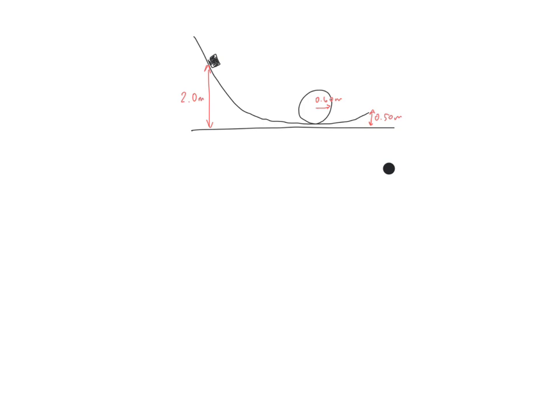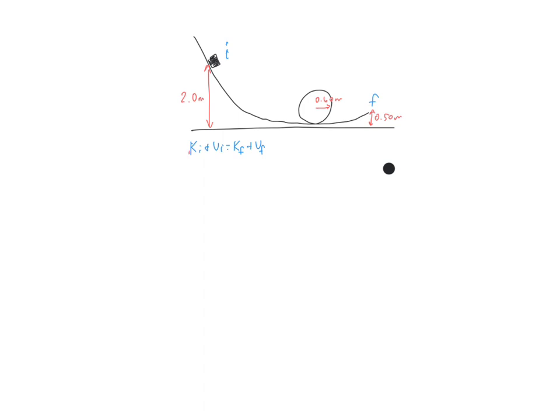Because this is a curved track with no friction, we're going to use conservation of energy. This up here will be the initial position, and this over here will be the final position. So just set up Ki plus Ui equals Kf plus Uf.